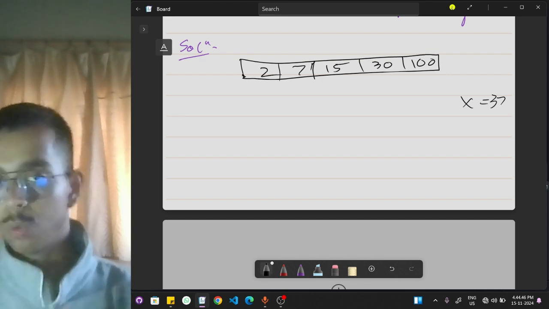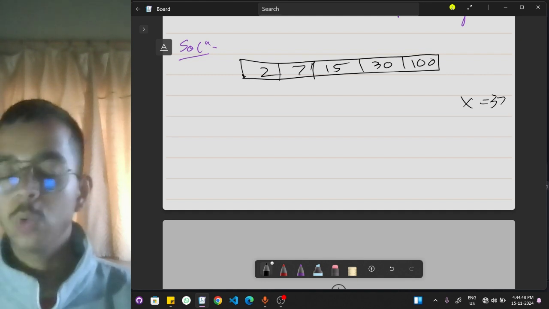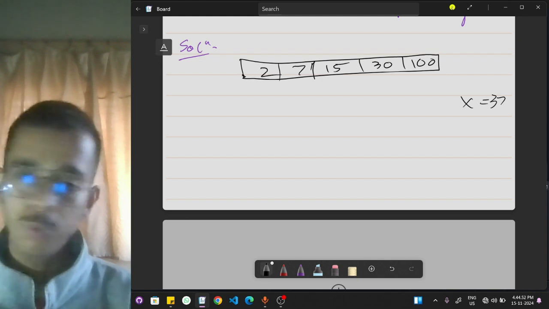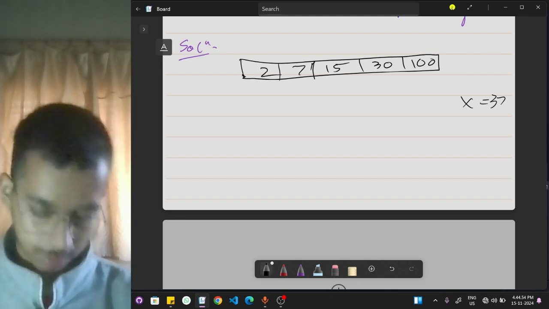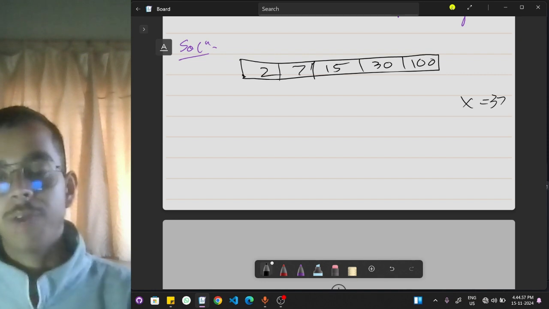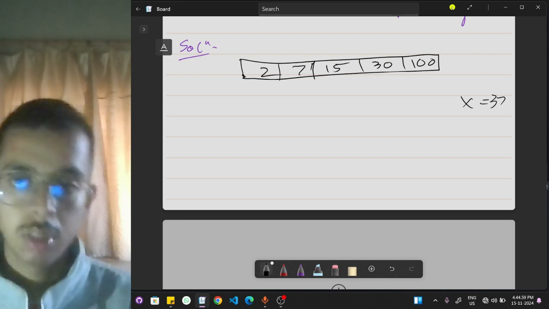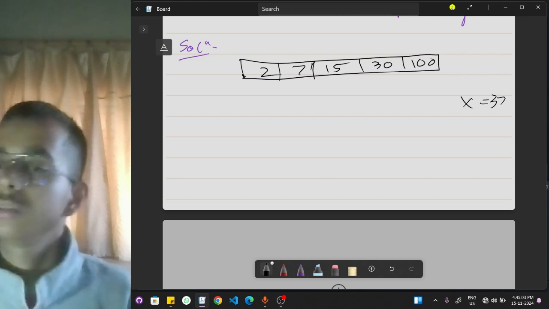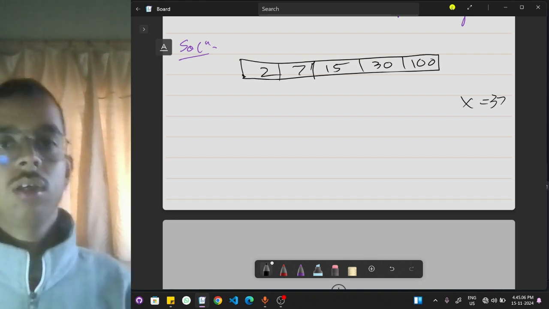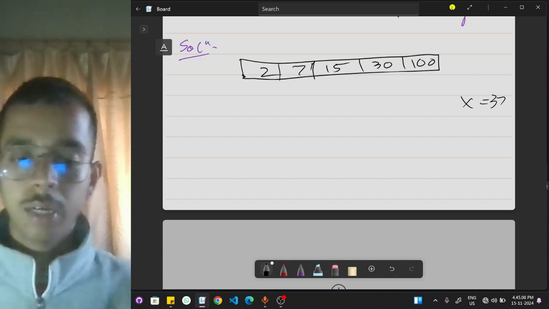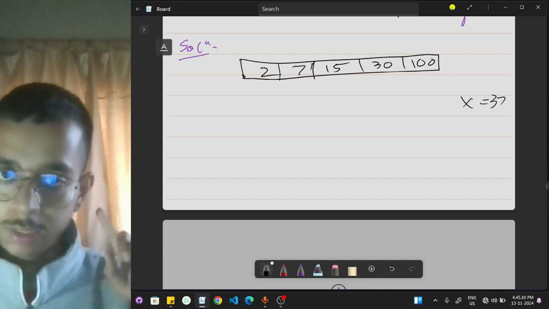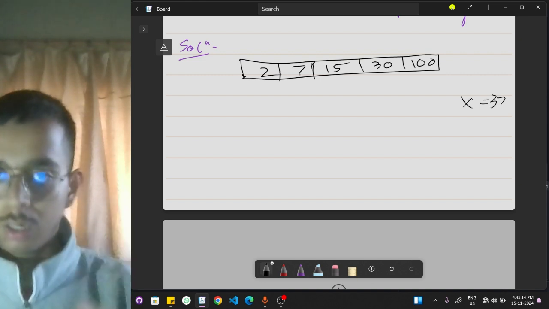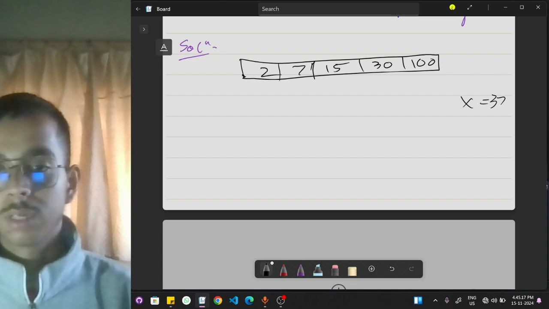You can either use the previous method which we have seen, taking an i, taking a j, moving, checking all the combinations, and you will ultimately find a set of numbers which sums up to 37. But we are not going to use that approach. Why? Because that algorithm takes O of n square, which is not a good time complexity. Let's improve it.